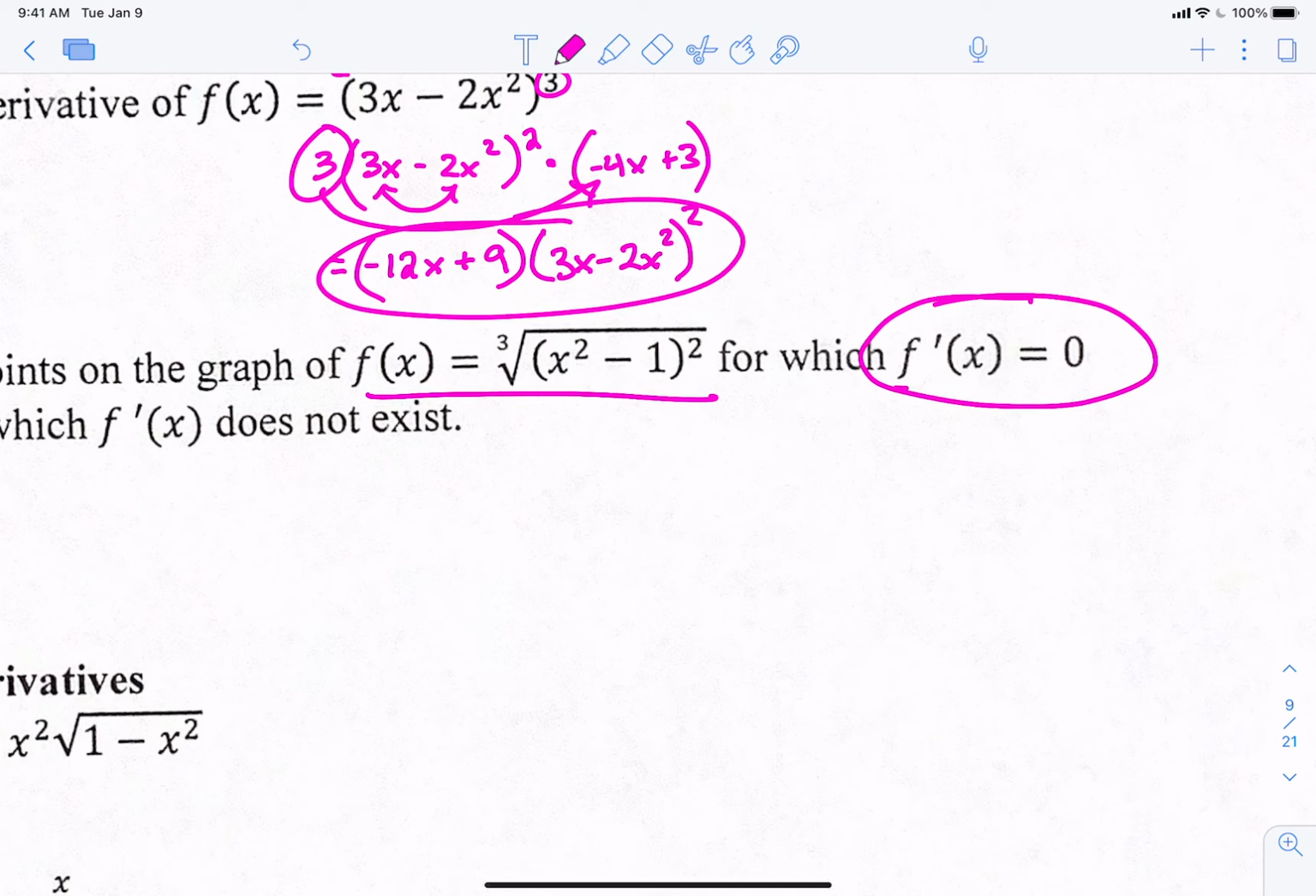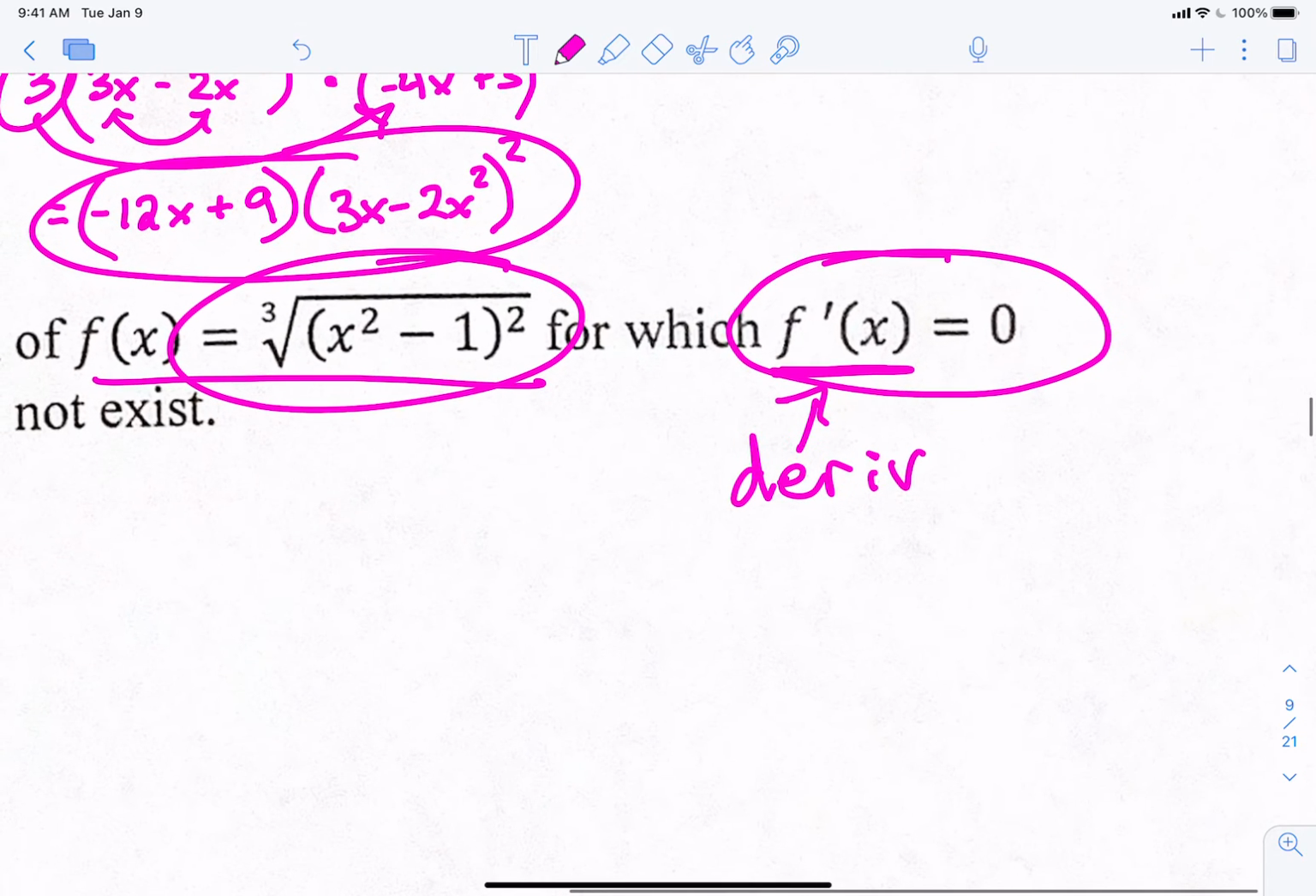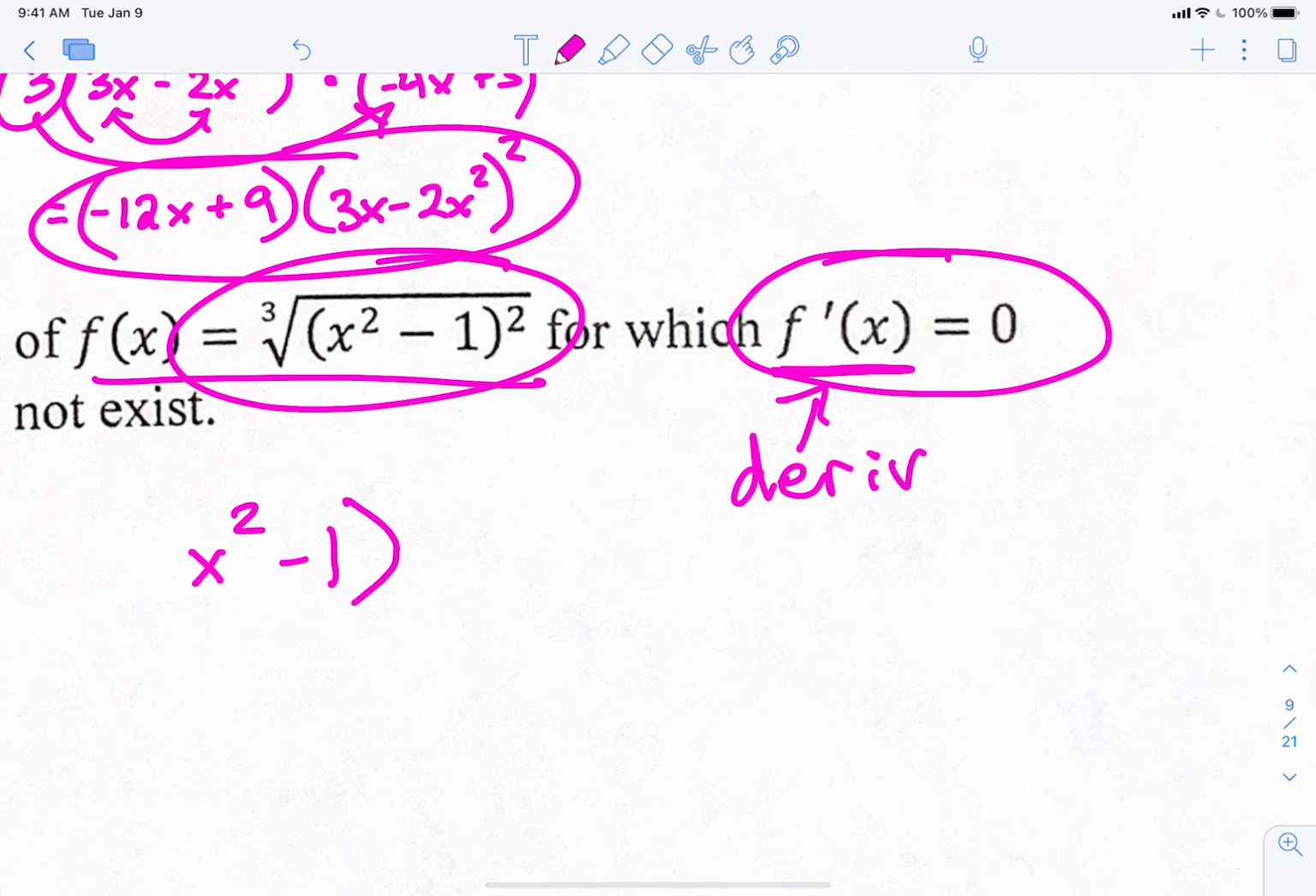0. What is f prime of x? What does that mean? So we're trying to find where the derivative equals 0. Okay, so we first need to find the derivative and set it equal to 0. Okay, we want to find the derivative of this thing. All right, we've got x squared minus 1 squared stuck inside of the cubic root.